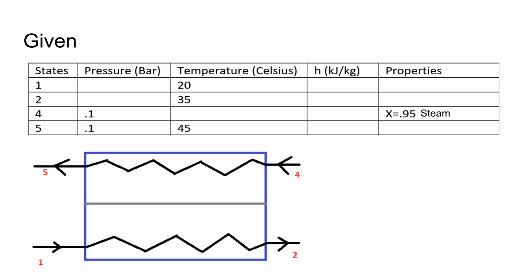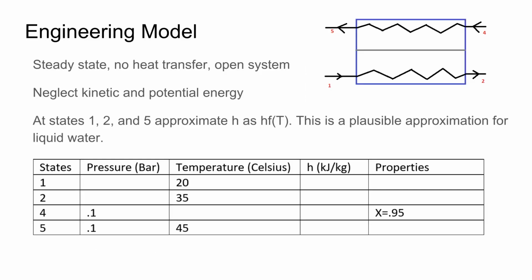For this problem, what we're given is the table and diagram of the heat exchanger. We know the pressure for states 4 and 5, the temperatures for states 1, 2, and 5, and the quality of the state 4, which is 0.95. The system is open at steady state and with no heat transfer. Neglect the kinetic and potential energies. We will approximate the h values for states 1, 2, and 5 as hf, since this is liquid water, and will give a close approximation.